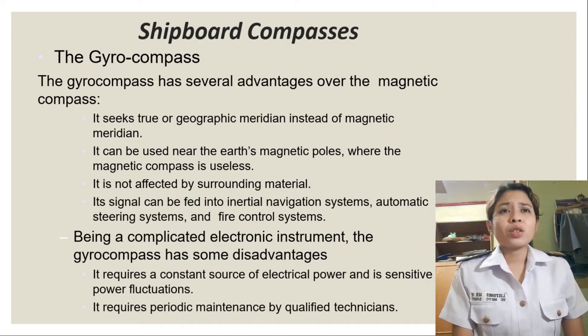Being a complicated electronic instrument, the gyro compass also has some disadvantages. The following are: it requires a constant source of electrical power and is sensitive to fluctuations, and it requires periodic maintenance by qualified technicians.